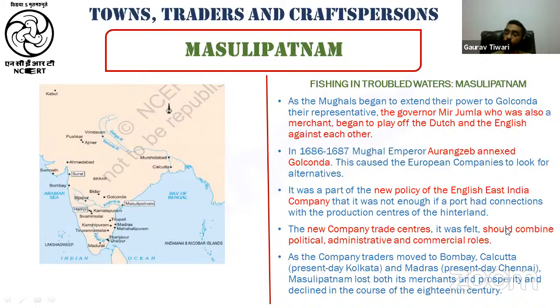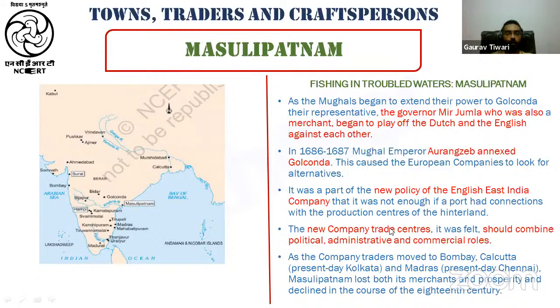अब हमें ऐसे ports चाहिए थे जहां से हम ट्रेडिंग सेंटर्स, I'm sorry, पॉलिटिकल, एडमिनिस्ट्रेटिव और कमर्शियल रोल्स भी जो सेंटर्स करें. See, they all these Europeans came to India purely with commercial interest in the beginning. In order to preserve their commercial interest, they started interfering with the local politics, and they started gaining control of administration of the area as well.